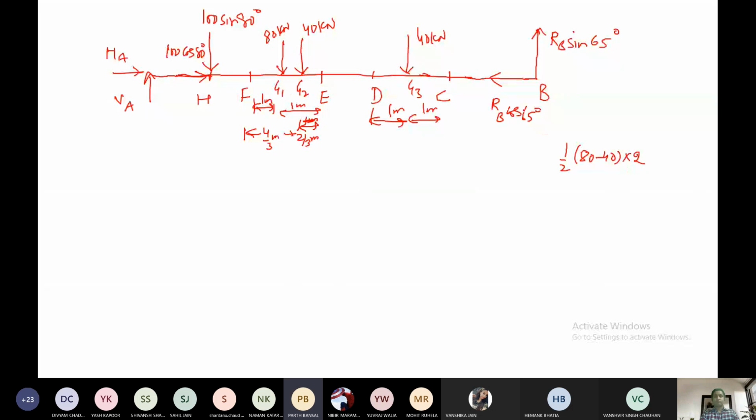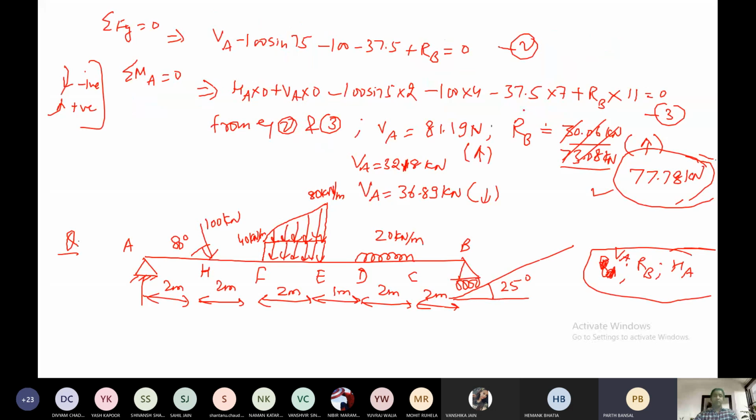Sir, for the UVL you took, the 80 kilonewton given there was for the whole mass. See, the UVL is starting from this point and it is going up to here. So here the initial value is 40 kilonewton, you can see, and here it is 80. So we have to subtract, and we have to take from this point to this point only.